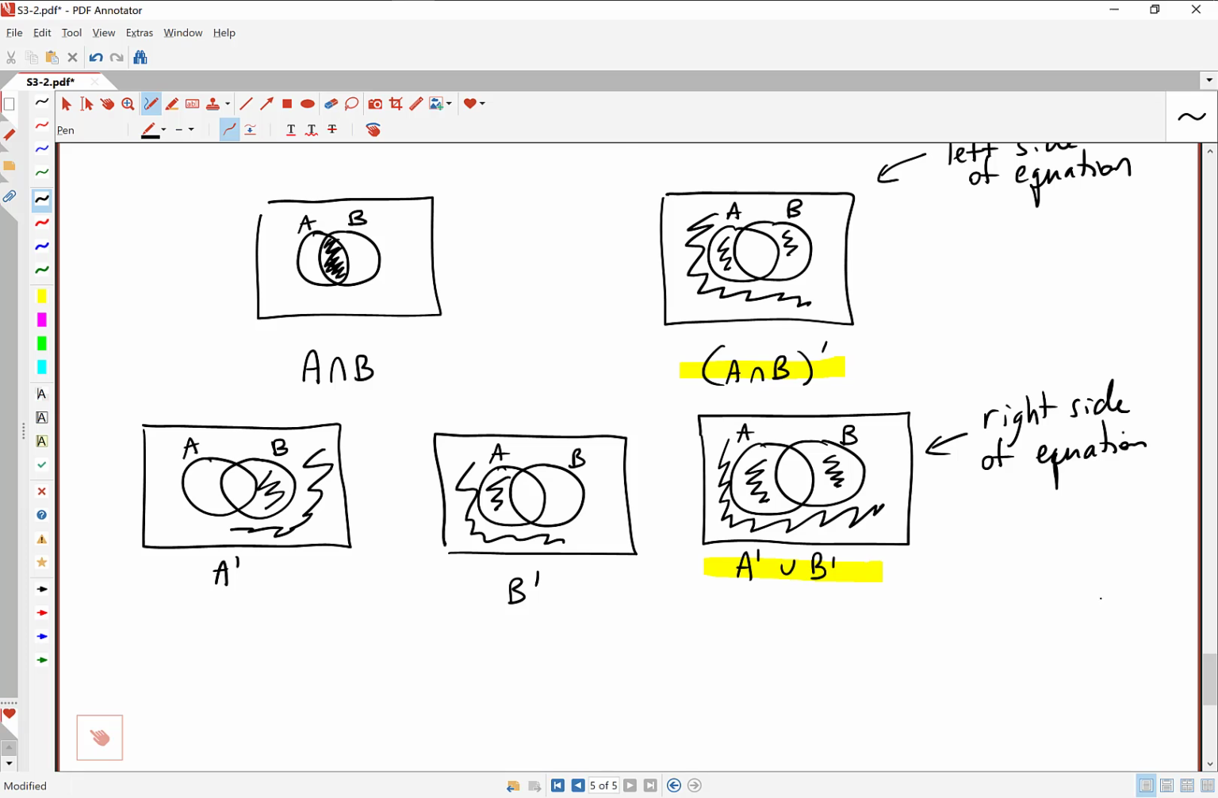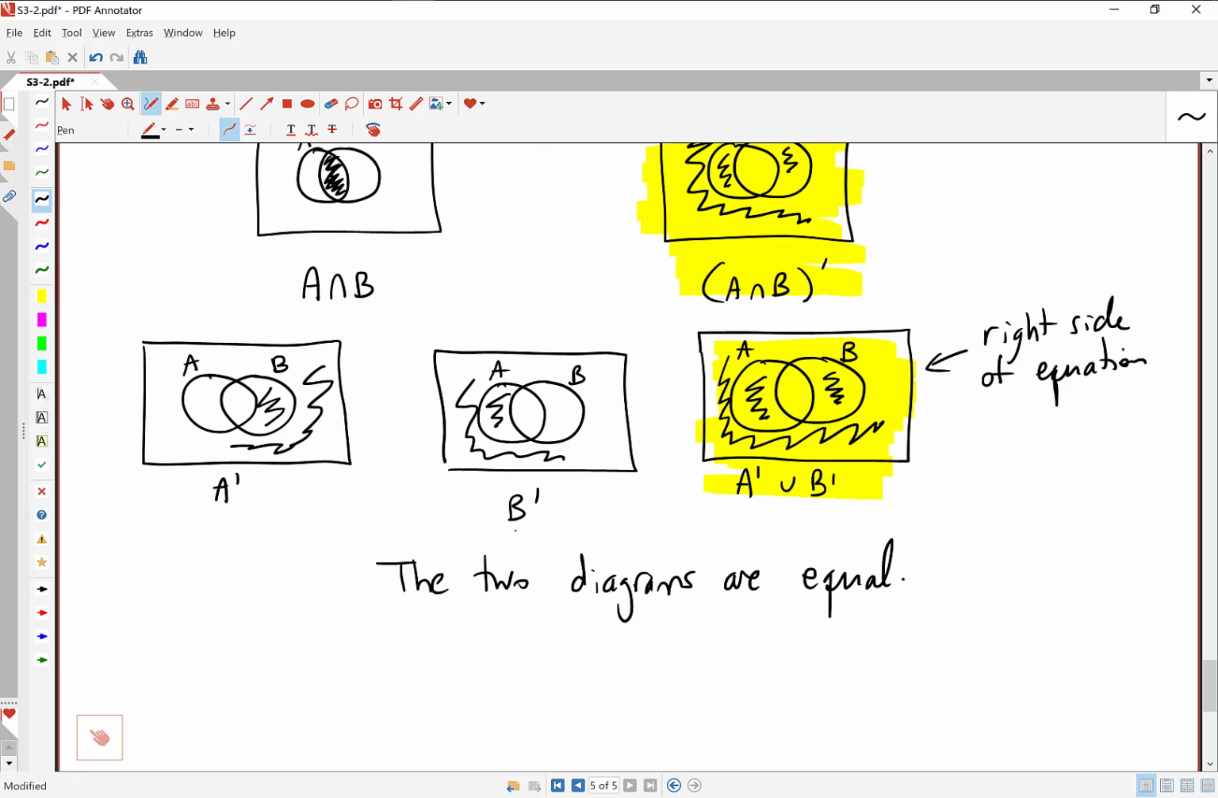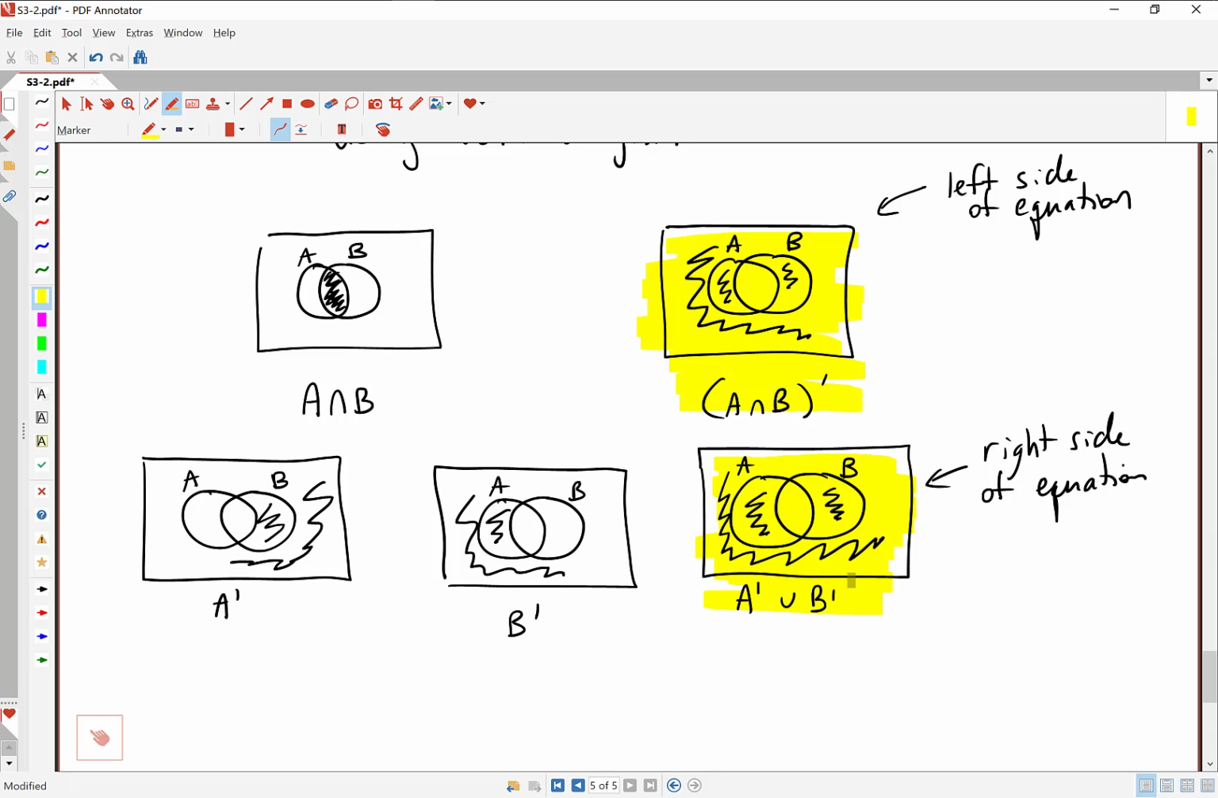And now we can come to our conclusion. So yes, the left side of the equation, which is represented by this diagram here, is identical to the right side of the equation, which is represented by that diagram there. So I think I'll just write this in words. The two diagrams are equal, therefore we know that the left side of the equation is equal to the right side of the equation. So that's visual proof, you could say, that De Morgan's laws are true.